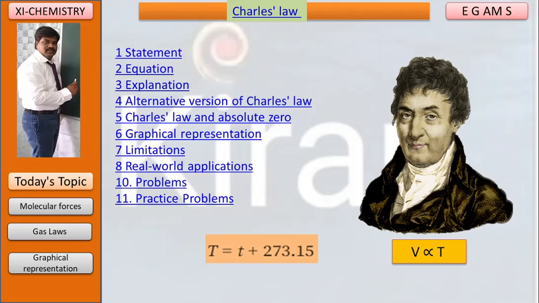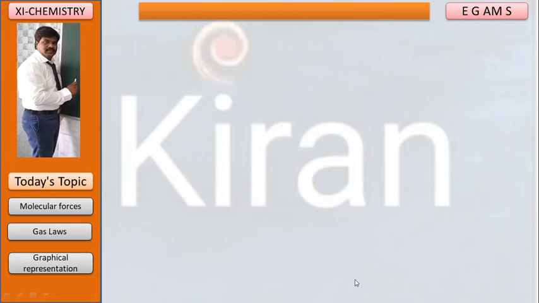The relation between absolute temperature and centigrade temperature is explained by this formula. Capital T is equal to small t plus 273.15. Approximately, sometimes we have to write only 273. Small t means Celsius temperature, capital T means absolute temperature.